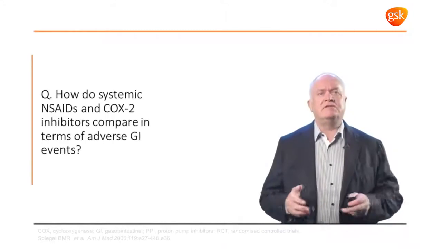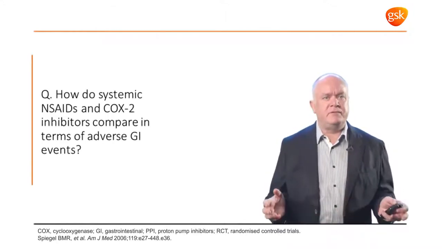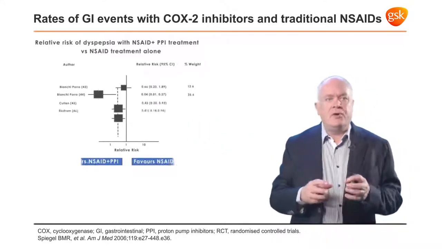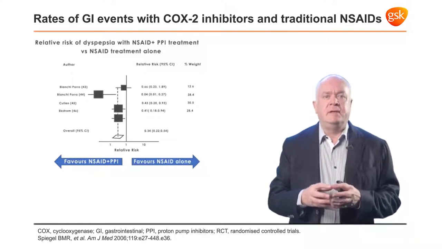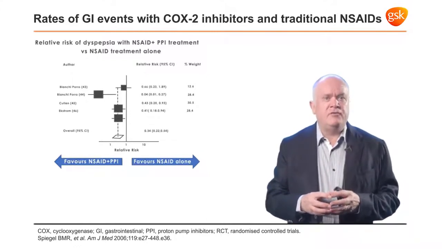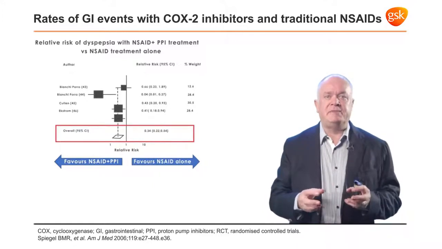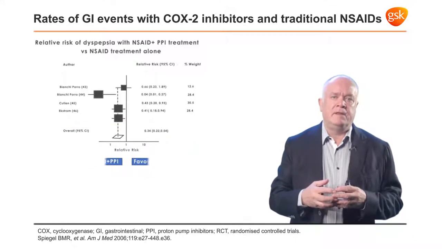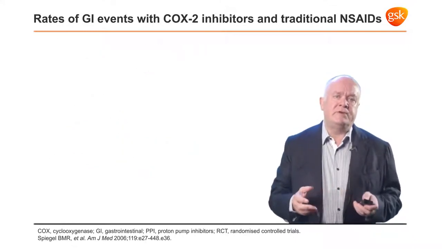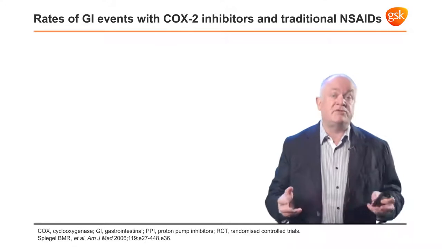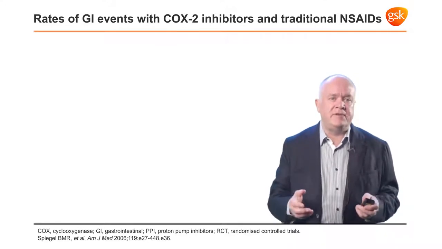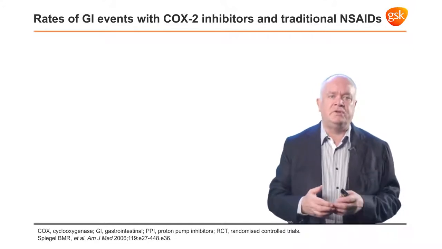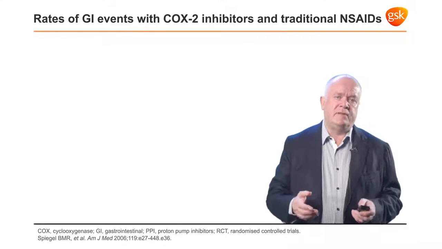How do systemic NSAIDs and COX-2 inhibitors compare in terms of adverse GI events? In a meta-analysis of 26 randomized controlled trials, the combination of a traditional NSAID plus a proton pump inhibitor affords greater risk reduction for dyspepsia than COX-2 inhibitors compared to traditional NSAIDs alone. This has led to bodies such as NICE advising routine prescribing of an NSAID and PPI together, especially if the NSAID is for anything other than a very short use or the patient is at risk of GI problems.